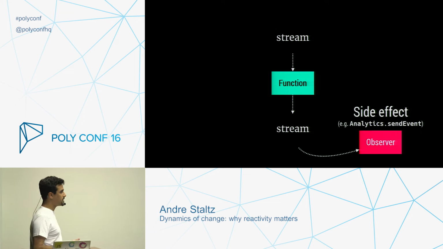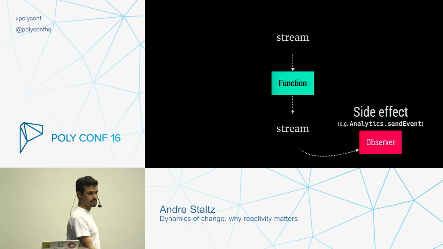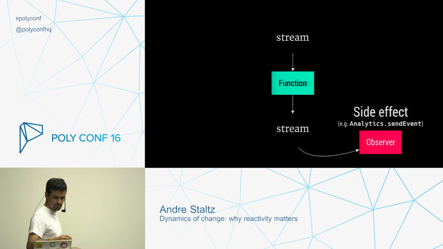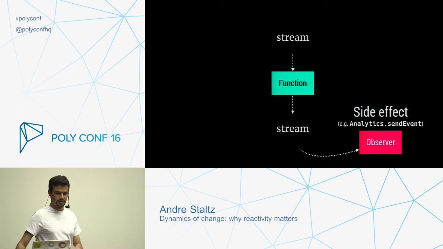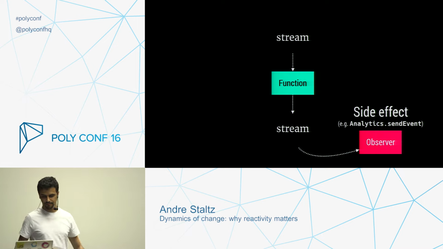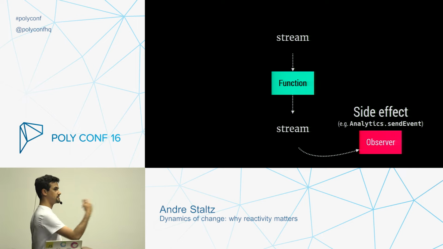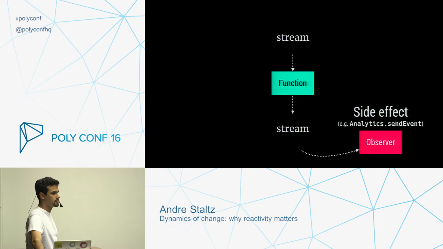So we can move these side effects by putting them in listeners or observers. Basically, I have the stream, I pass you the stream, and then you can listen to it and do some nasty stuff like analytics.sendEvent. And that is a write effect, okay? I'm sending stuff to the server, that's a write effect.